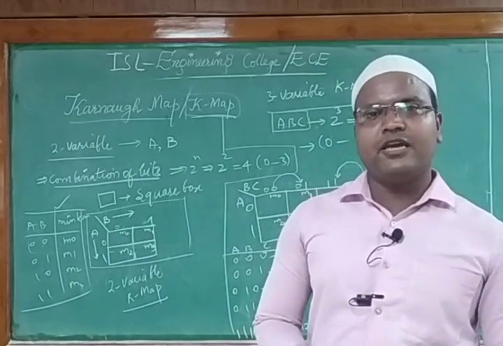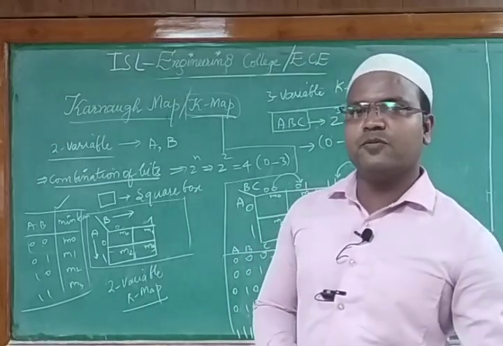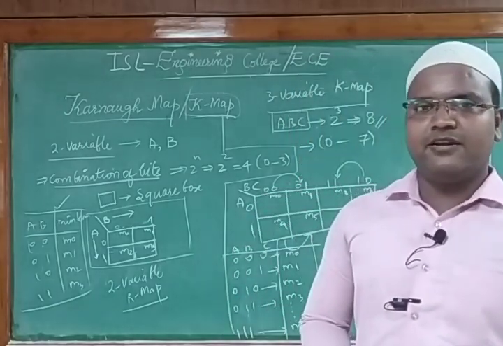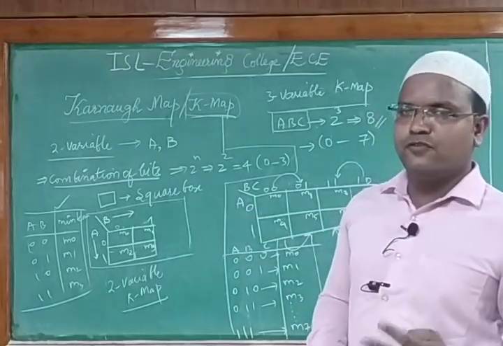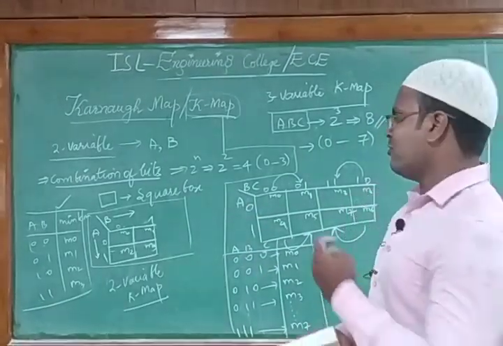Likewise, we'll have the 4 variables. Let's see the 4 variable K-map and how we'll design it. Based upon the designing part, we need to write it. Based on the writing part, we need to mention 4 digits for 4 combinations.